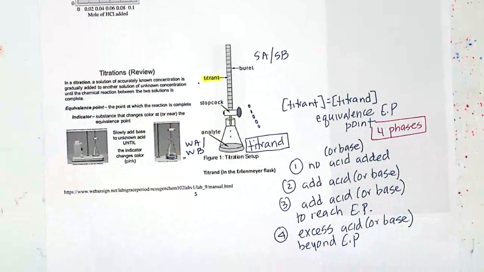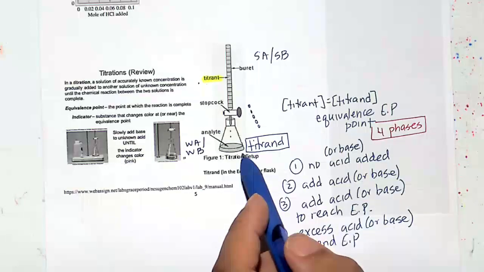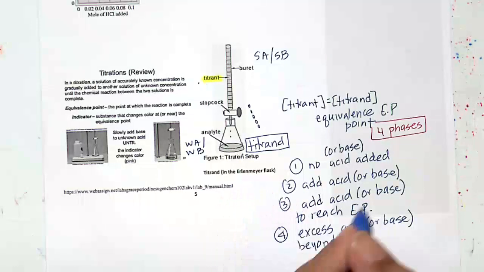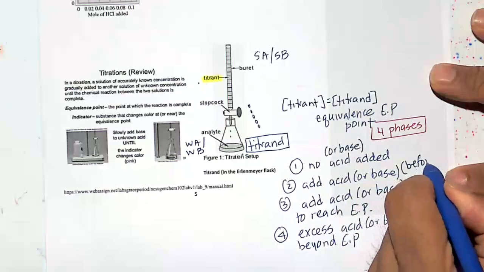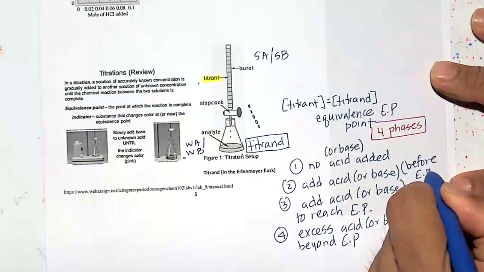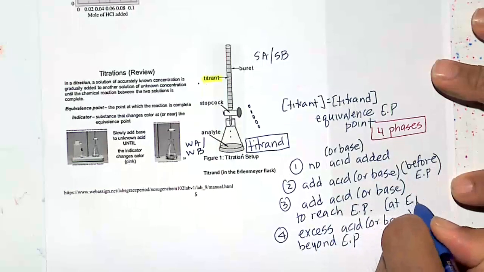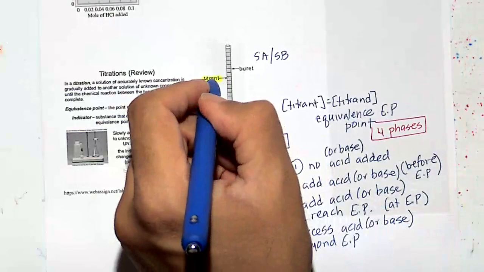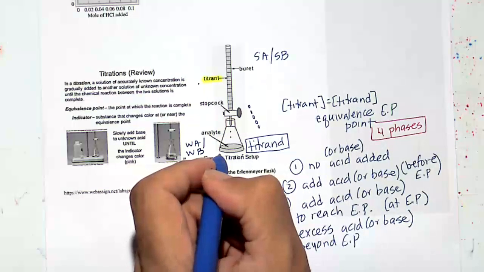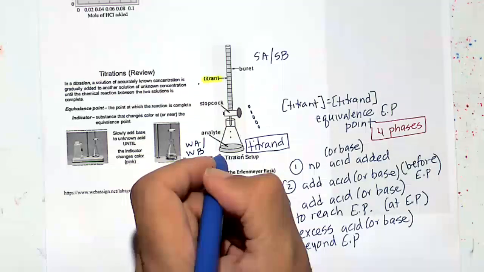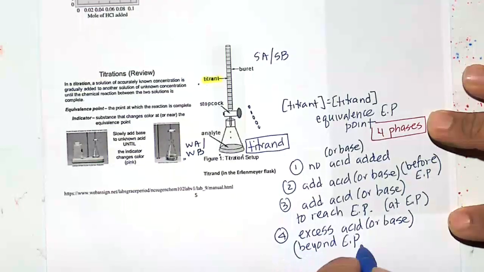That's phase 4. So the first phase, nothing is added. You just have the acid or base here. The second phase is before the equivalence point. The third phase is at the equivalence point where you add enough titrant to equal the titrand. That's usually when you have a color change, the equivalence point. And then the last phase is that you are beyond the equivalence point.